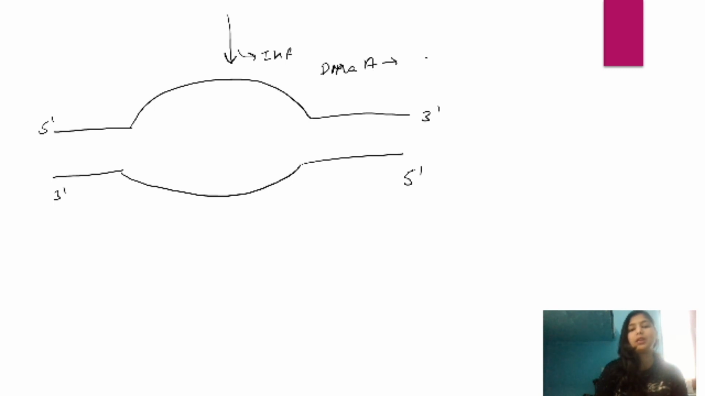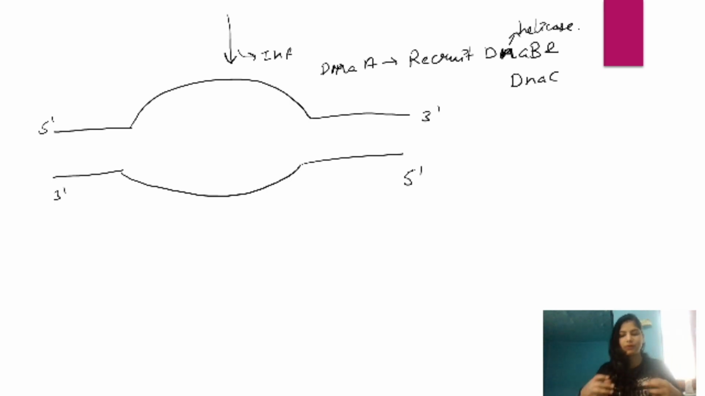Now DNA A will recruit DNA B and its loader, that is DNA C. So what was DNA B? DNA B is a helicase. Helicase, you know, will separate the H bonding, which will break down the H bonding, right? And DNA C is the loader.